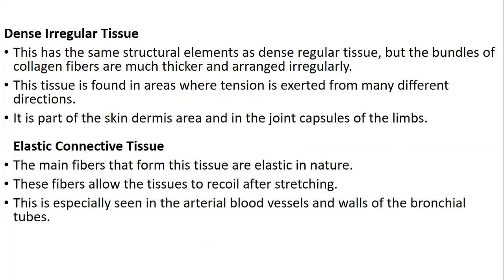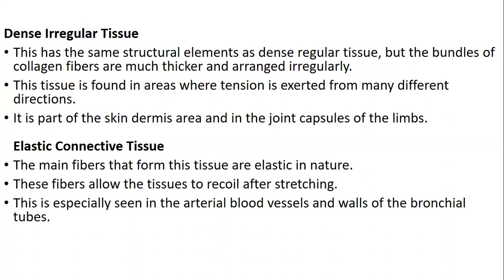Dense irregular tissue has the same structural elements as dense regular tissue, but the bundles of collagen fibers are much thicker and arranged in an irregular manner. They are found in areas where tension is exerted from many different directions, such as the skin, the dermis of the skin, and the joint capsules of the limb.